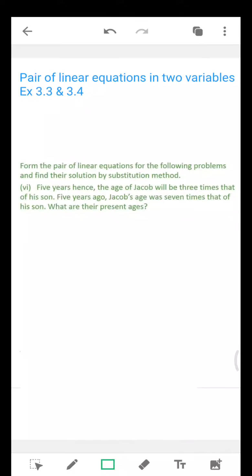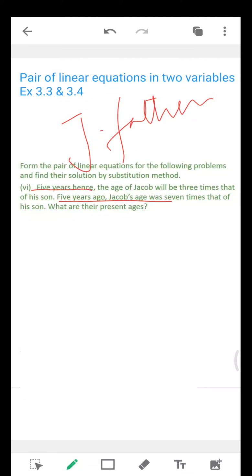let's see what's given. It's given that 5 years hence the age of Jacob will be 3 times that of his son. Okay, this is a question related to the age problem. So 5 years hence age of Jacob will be 3 times the age of his son. So Jacob is father here, okay, father's age, and his son. The second condition, 5 years ago.